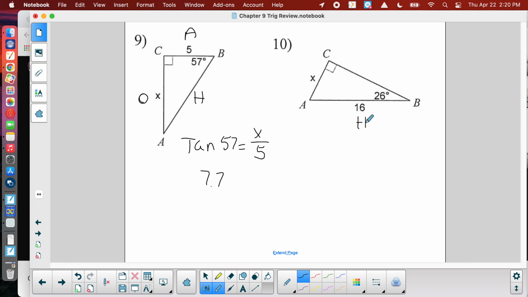Again, hypotenuse, opposite, adjacent. This is the hypotenuse and the opposite, so which function is that? Sine. Sine of the angle equals the opposite over the hypotenuse. We multiply both sides by 16. And I get that that is 7.0.